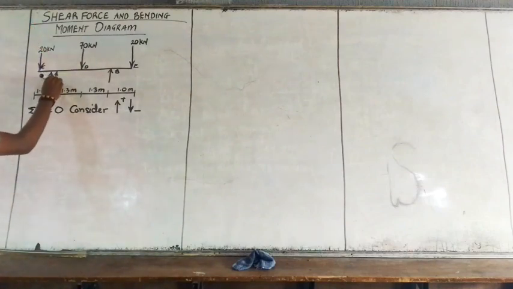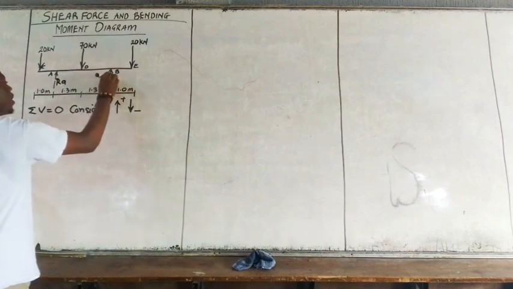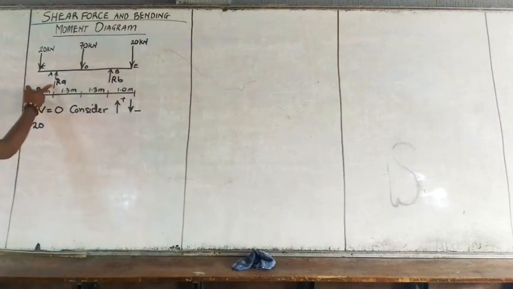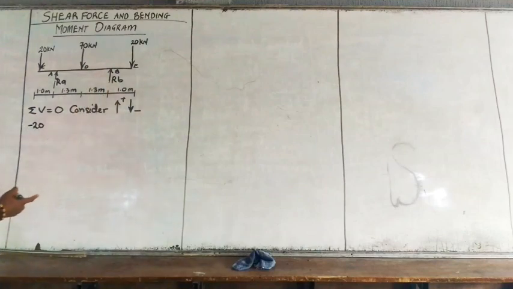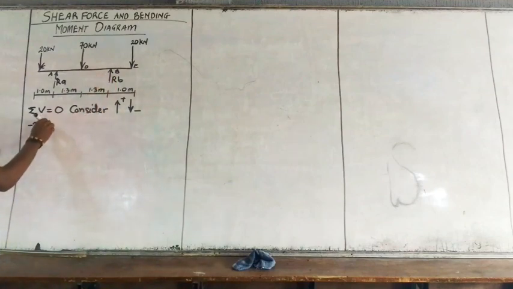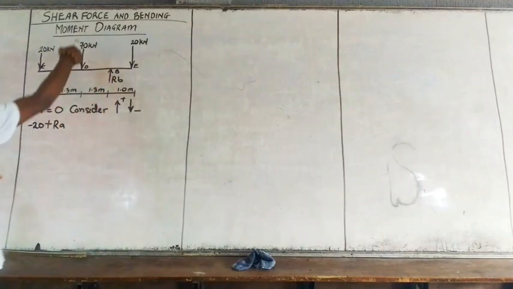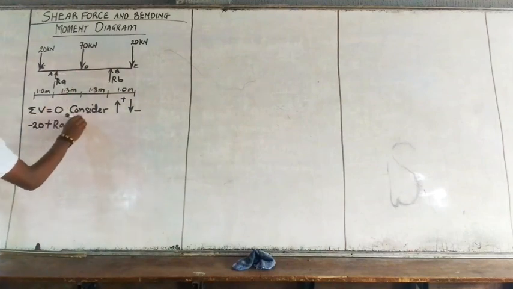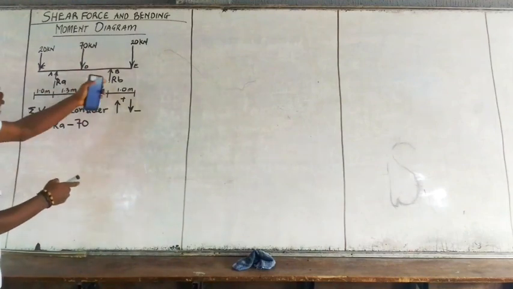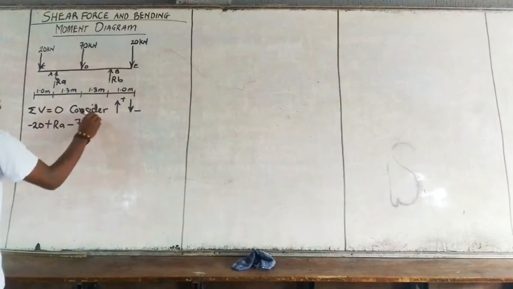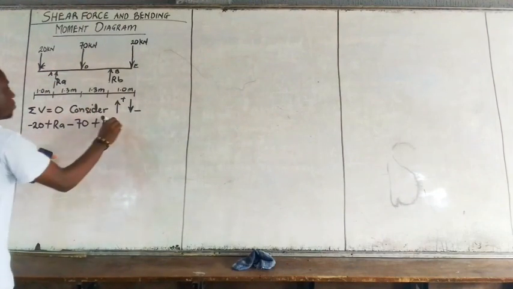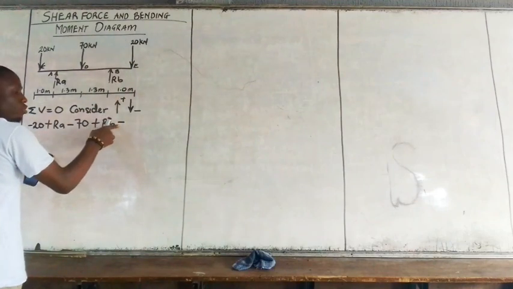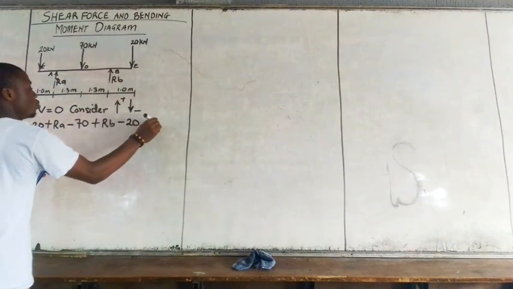Let me call this RA and this RB. These two are called reactions: the reaction at point A and the reaction at point B. Going upward is positive, so that becomes plus RA. This is going downward, so negative 70 kilonewtons. Also upward is positive, so plus RB, and minus the 20 coming downwards, is equal to 0.